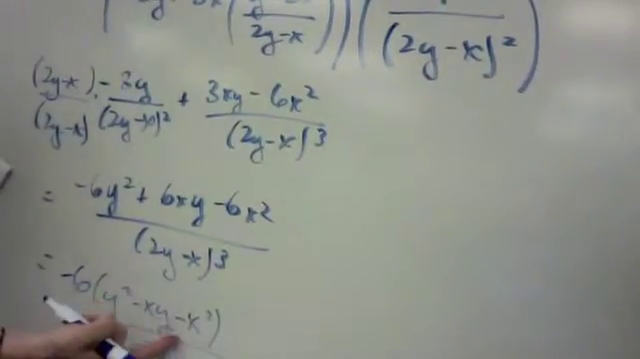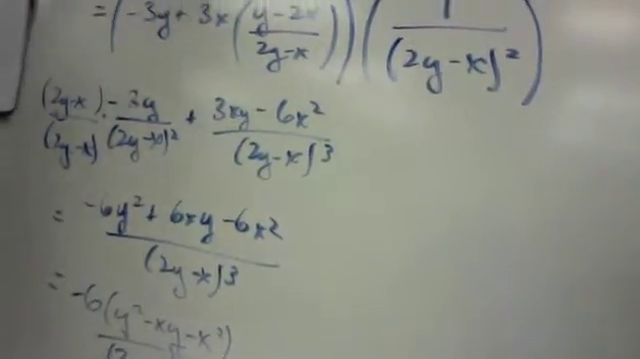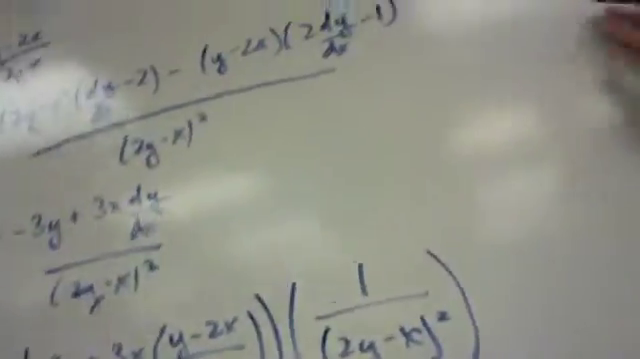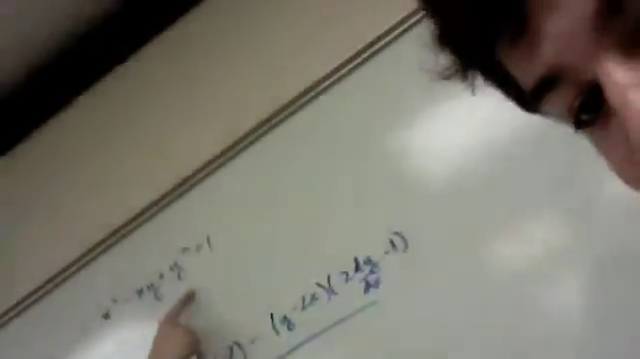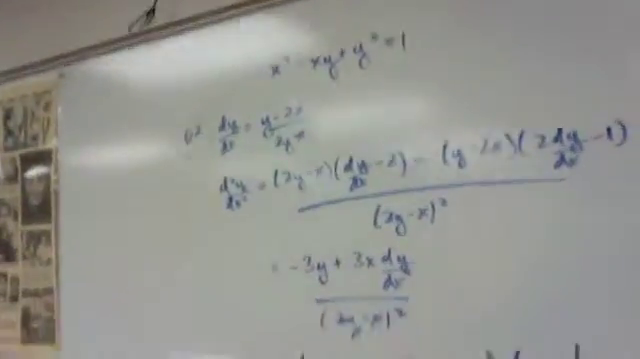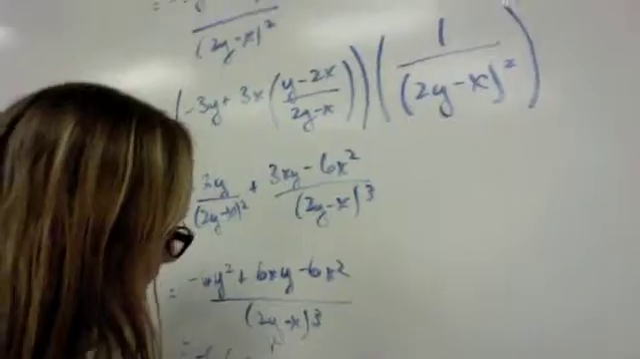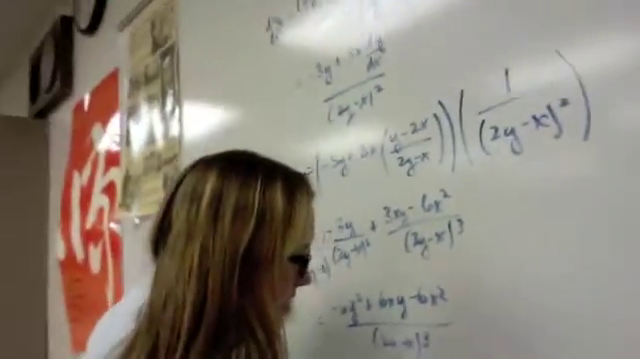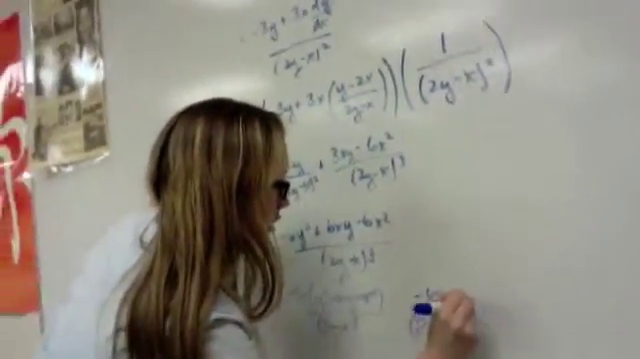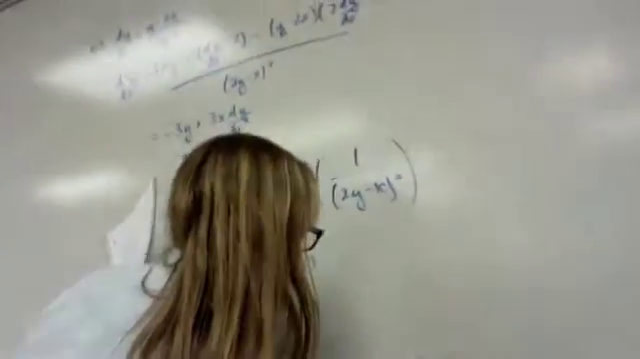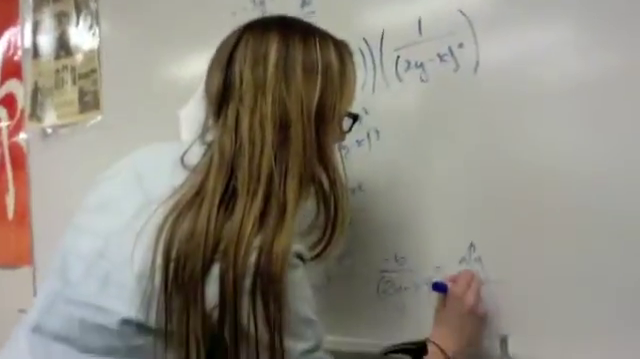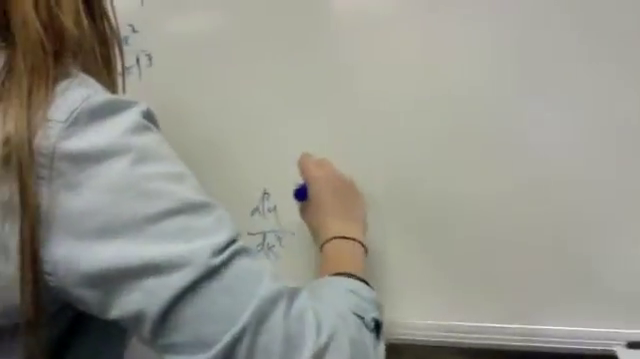And oh look, see this? That was our original function up at the top, and that equals 1. So we can plug 1 in for that. So it's going to be negative 6 over 2y minus x quantity cubed equals d squared y over dx squared. And if you're following along with the multiple choice, that is B.